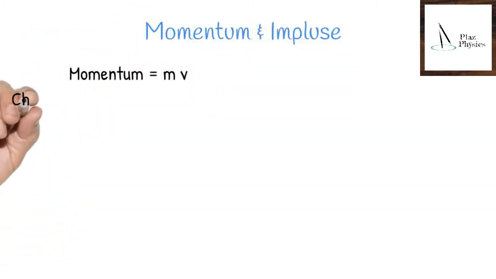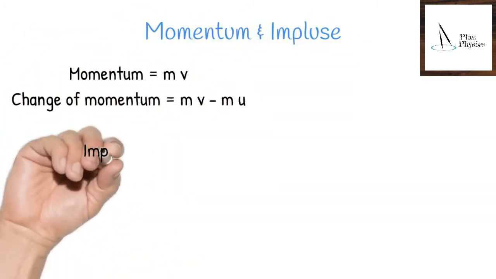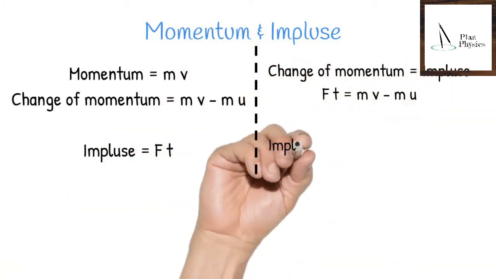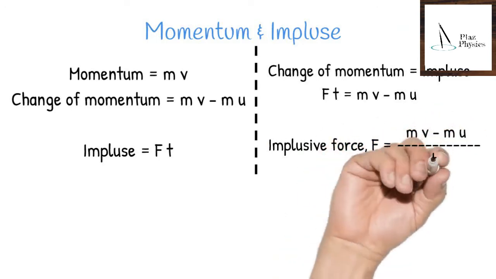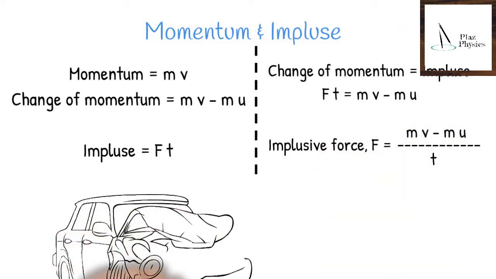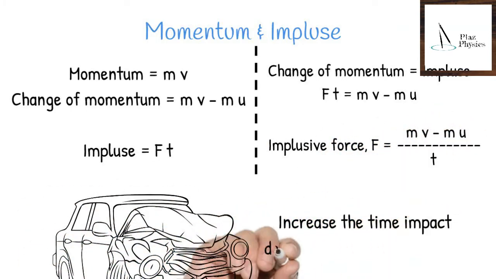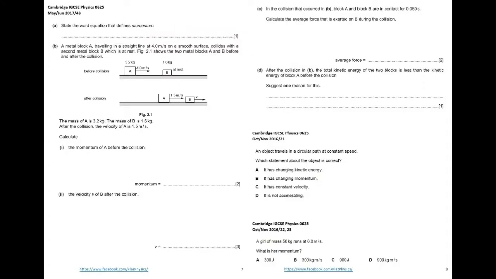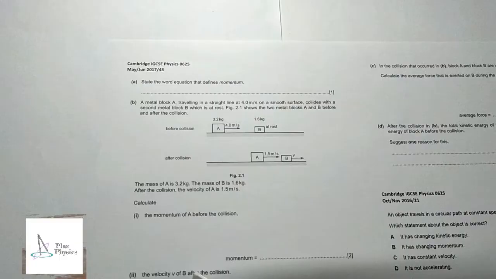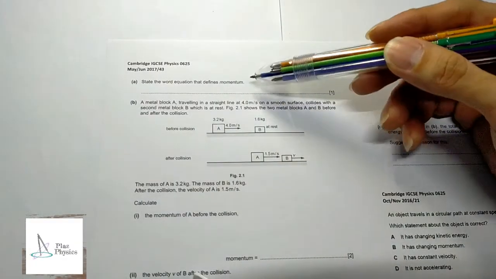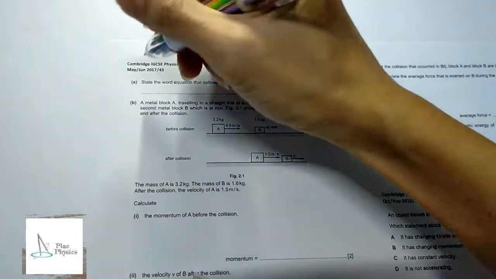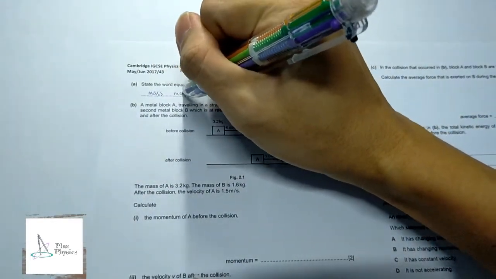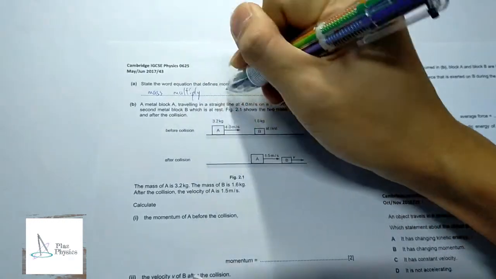Okay, now we know about momentum and impulse. Change of momentum is final momentum minus initial momentum. And then change of momentum equals impulse. So impulsive force will be like this. Next question, find momentum. So you can say momentum is mass multiplied with velocity.